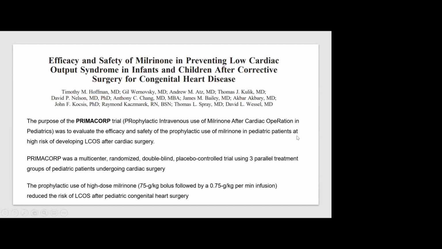This study was done in 2002, which was a multi-center study, looked at the use of milrinone as a prophylactic agent in patients coming out of cardiac surgery and its effect on reducing the incidence of low cardiac output state. Our conclusion of this study was that a high dose of milrinone, which is 0.75 microgram, sorry, it's not gram, it's microgram per kilogram per minute infusion, reduces the risk of low cardiac output state in pediatric congenital heart disease.